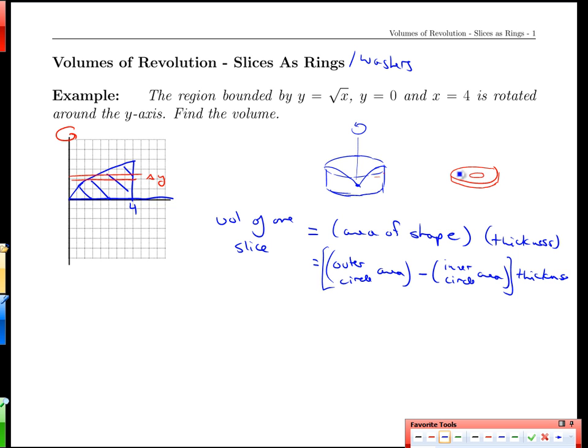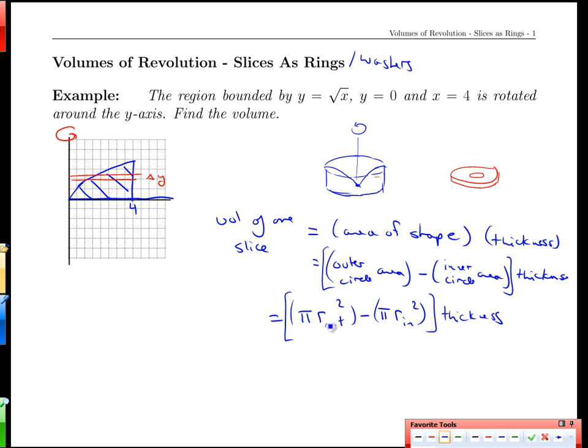If I want to know the area of this whole thing, I take the area of the big circle and I subtract away the missing part, the area of the inner circle. Well, that's not too bad, because each of these areas are things we can compute. Pi r outer squared minus pi r inner squared. Those are two separate area calculations. We're going to multiply all of those by the thickness.